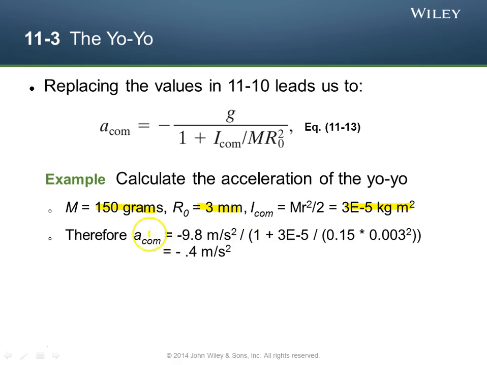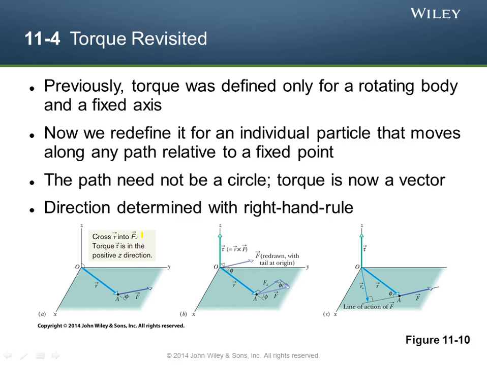So we can find the acceleration by plugging into this equation, and we get a negative 0.4 meters per second squared, much, much less than baby g. Previously we defined torque as the force times the lever arm, and maybe even threw in sine theta if we had an angle between them. And we defined it only for a rotating body and a fixed axis.